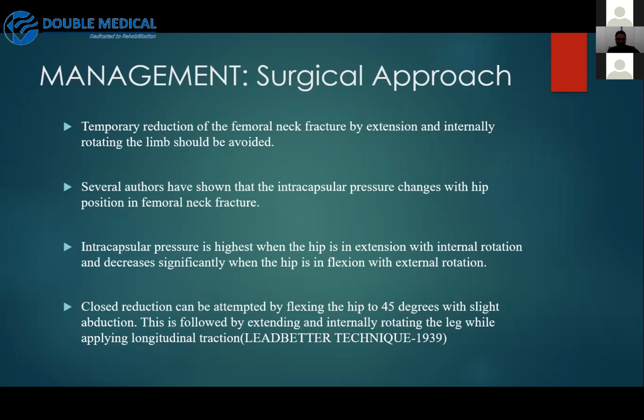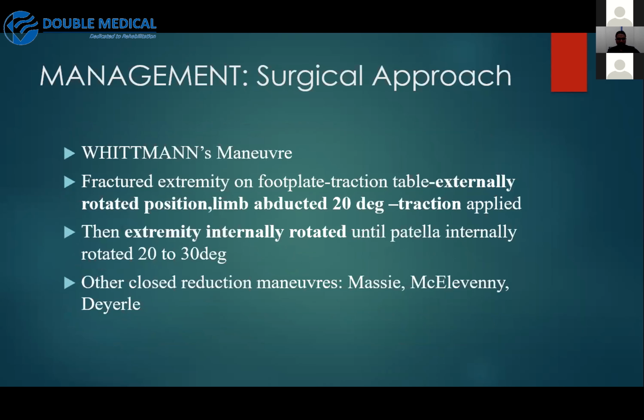It was introduced in 1939, whereby for a closed reduction you do this maneuver. It is done by flexing the hip to 45 degrees with slight abduction, followed by extending and internally rotating the leg while applying longitudinal traction. Some of the other maneuvers for closed reduction is Whitman's maneuver, whereby the fractured extremity is on a foot plate on the traction table in an externally rotated position, the limb is abducted 20 degrees and traction applied. The extremity is then internally rotated 20 to 30 degrees, patella facing inwards. These are the other closed reduction maneuvers: Massie, McElvenny, and Deyerle.